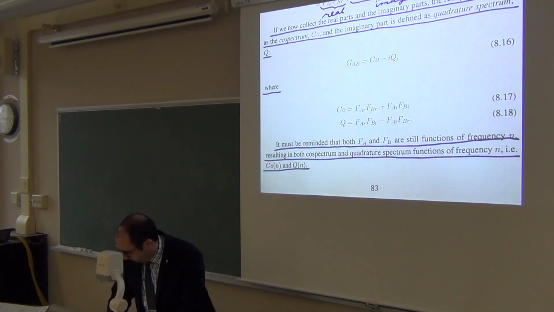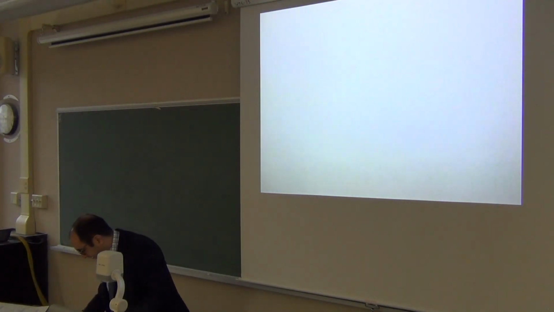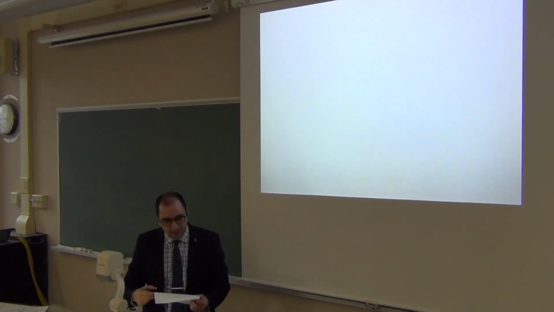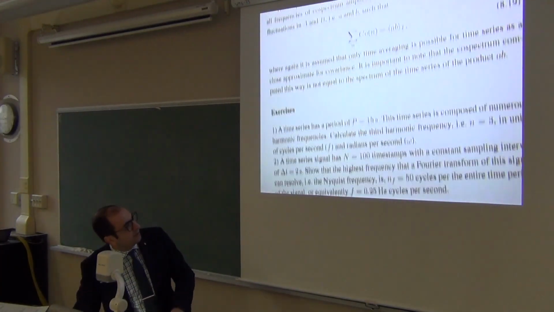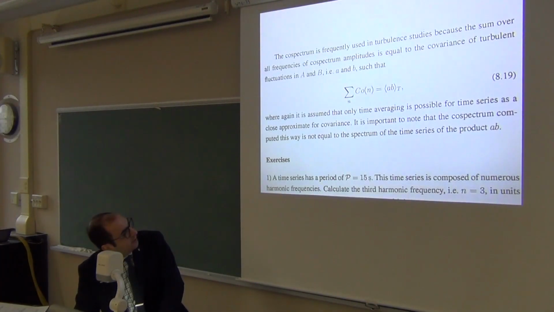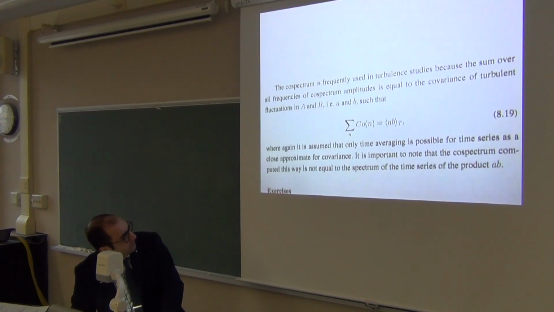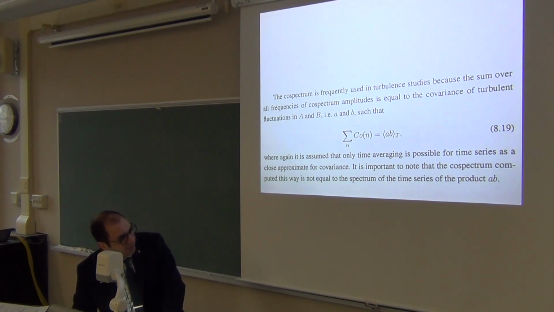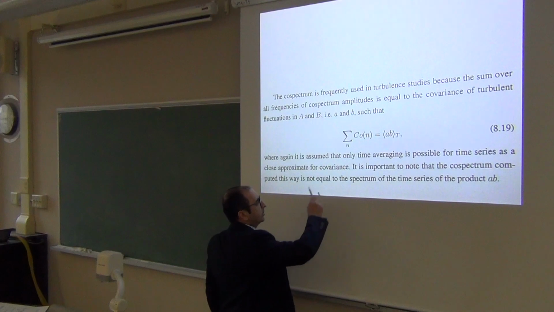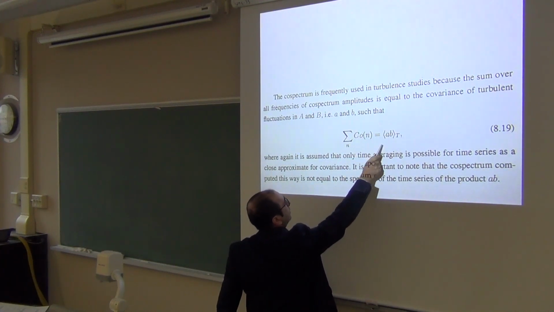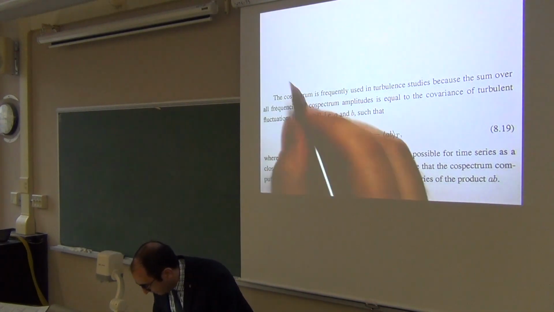Why did I do that? I did this because the co-spectrum and quadrature spectrum are very important. They have very deep physical content. First of all, the quadrature spectrum tells you about the phase shift between the two signals, but more importantly, the co-spectrum is related to the covariance of the two signals. And that's the fundamental connection.